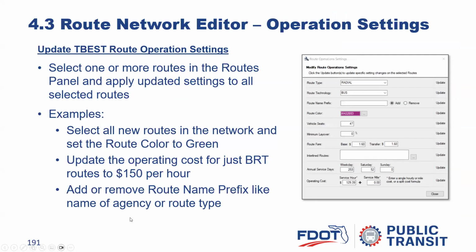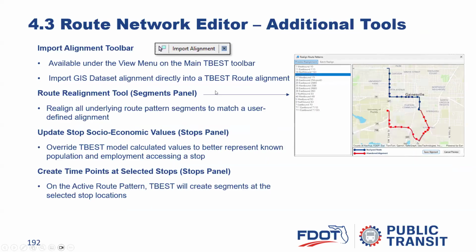Okay, so again, you can set your individual route operation settings. So if you do have new routes that you want to set colors or cost for, or add or remove route pattern prefixes, you can do all that using your operation settings as well.